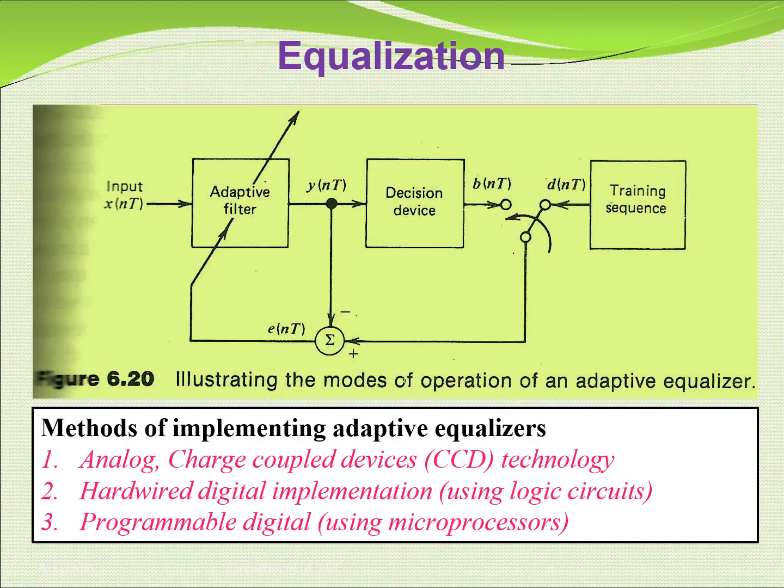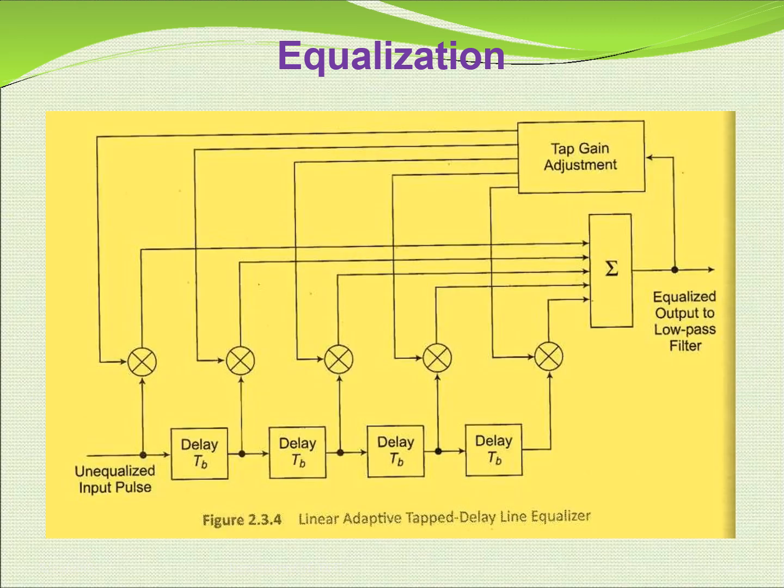This is equalization. Here we have taken the block diagram of the modes of operation of an adaptive equalizer. Methods of implementing adaptive equalizers are analog charge coupled devices technology, hardwired digital implementation, and programmable digital using microprocessors. So this is a linear adaptive tapped delay line equalizer.